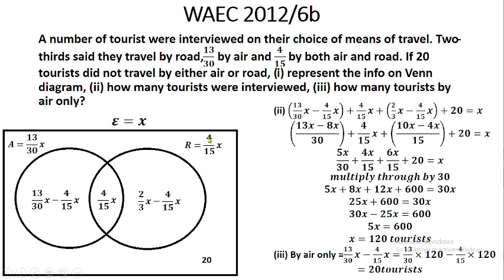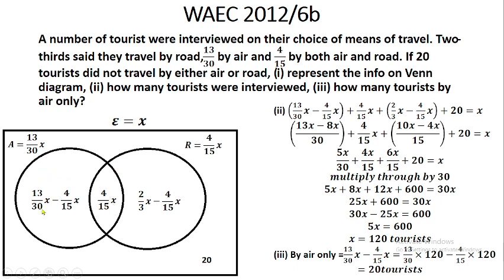Two-thirds said they travel by road. Road is 2 over 3x. By air is 13 over 30x. Then 4 over 15 by both air and road. So 4 over 15 of the people that were interviewed travel by both air and road. That is the intersection between air and road.